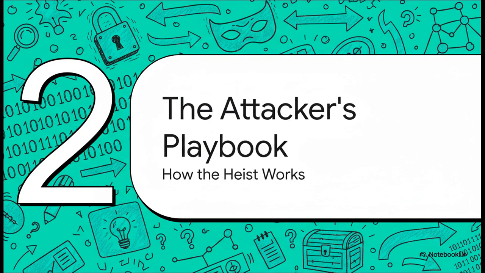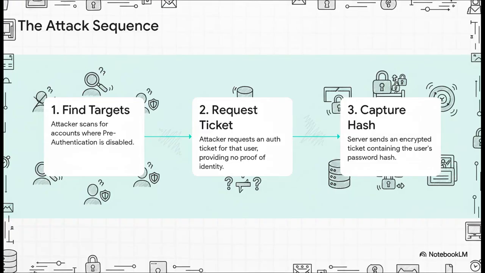Okay, so how does an attacker actually exploit this? Let's walk through their playbook, step by step, and see how this heist goes down. Honestly, the whole process is deceptively simple. First, the attacker just scans the network, looking for any user accounts where that KPA ID check is disabled. Then they simply ask the server for an authentication ticket for that user, and since that ID check is off, the server just complies and sends back a response that contains the user's password hash, all nicely encrypted. The attacker now has the prize.